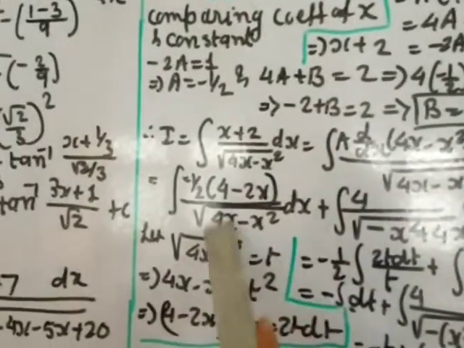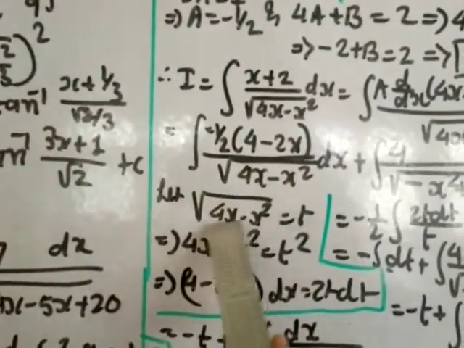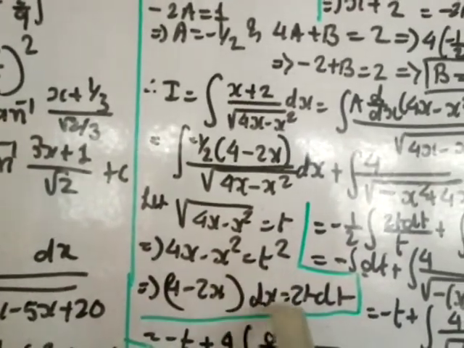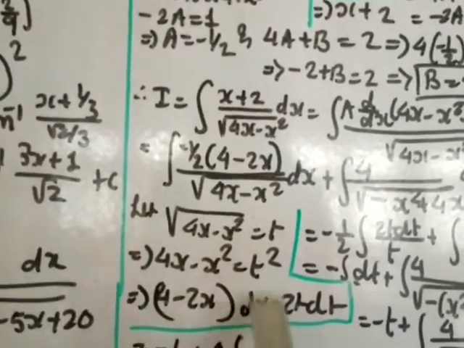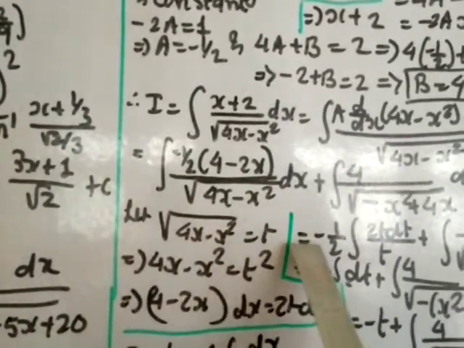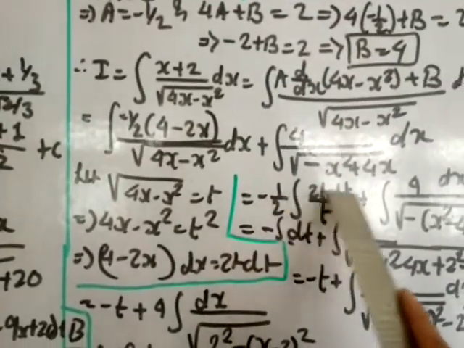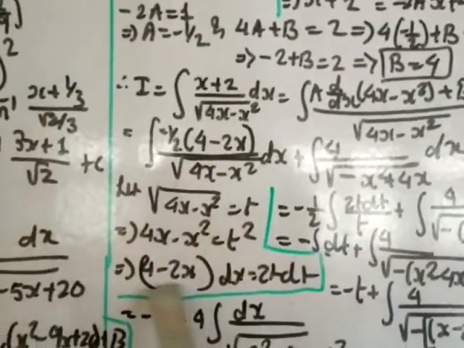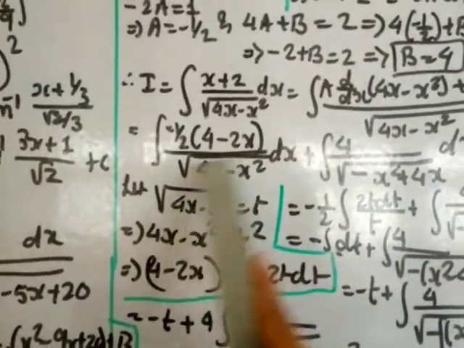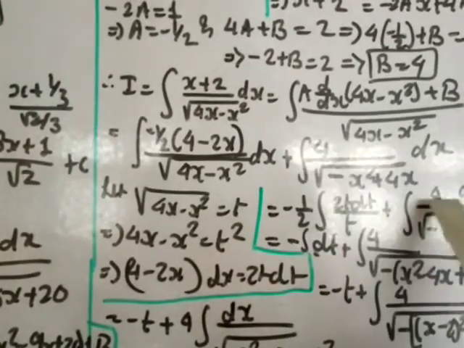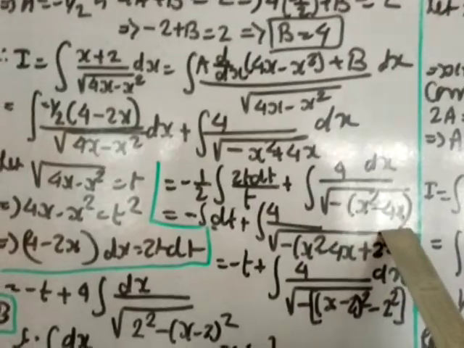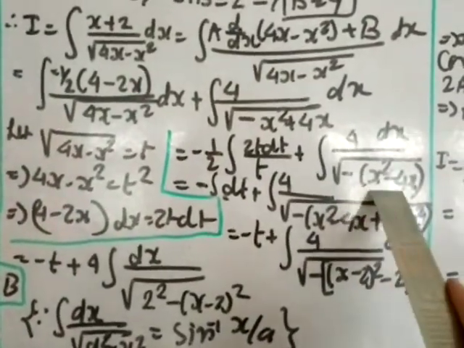For this part, take the denominator as t, so square root of 4x minus x square equal to t. Square it and after squaring differentiate, so you get 2t dt. So 4 minus 2x dx, that is this numerator, you will put as 2t dt. I have put here minus 1 by 2 taken out of the integral, 2t dt. Why? Because 4 minus 2x dx equals 2t dt. So put here, and this denominator you have taken as t, so t, plus here integral 4, and here taking minus common, so minus x square minus 4x. Then after that I'll make the perfect square.